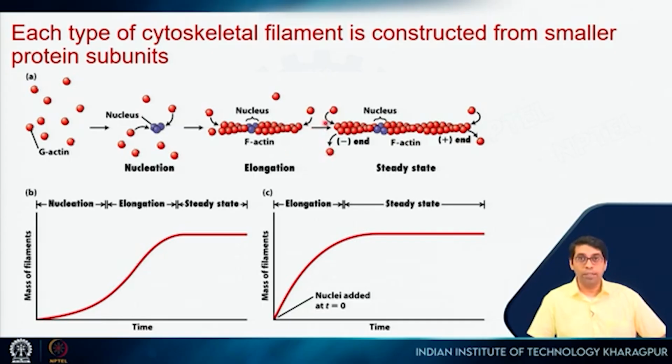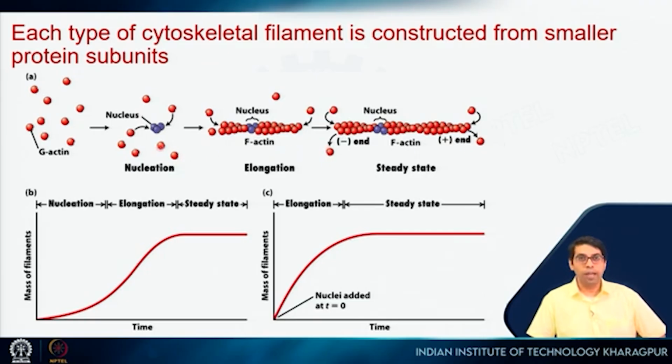At one end the elongation is slower, at the other end the elongation is faster, because of the asymmetry in the structure, because all these actin proteins are oriented in the same direction. So, this end versus this end will be different. This end will be called negative and this end will be called positive.